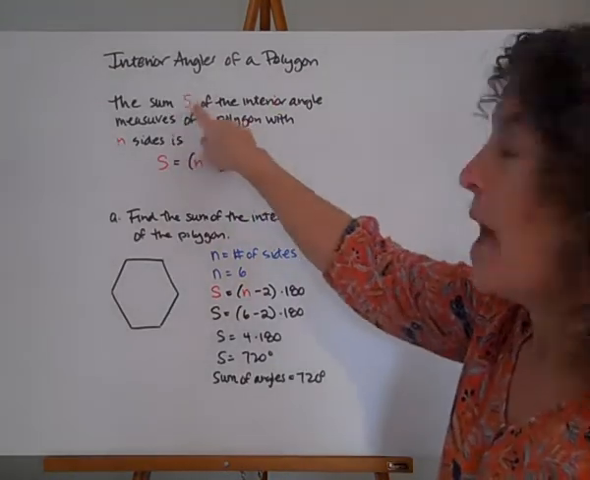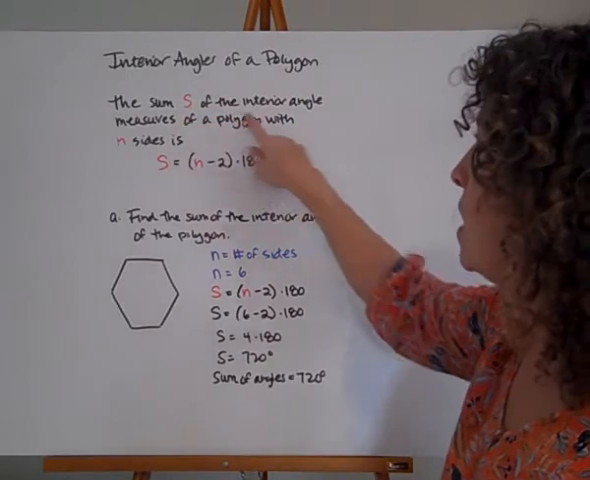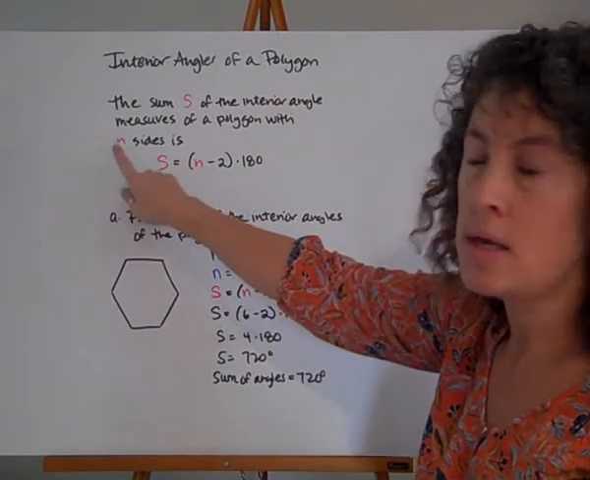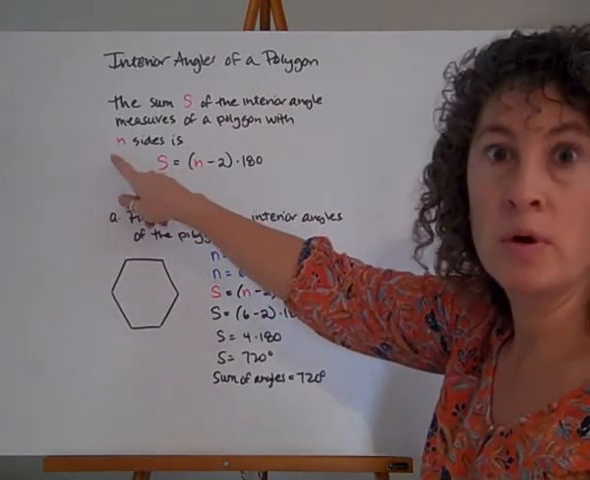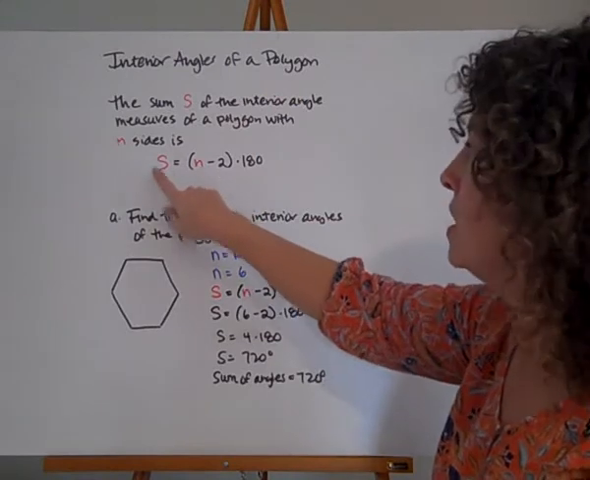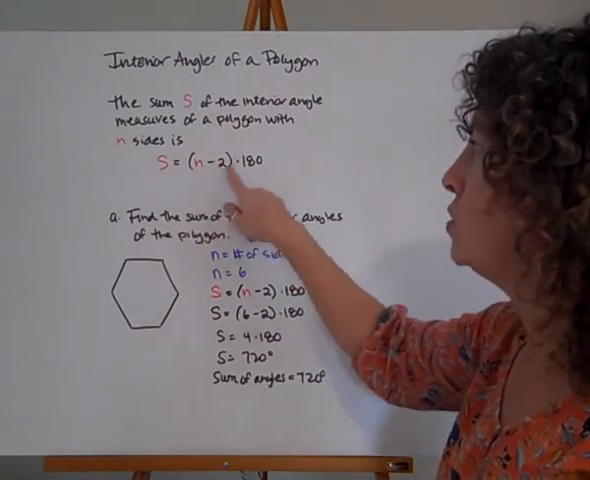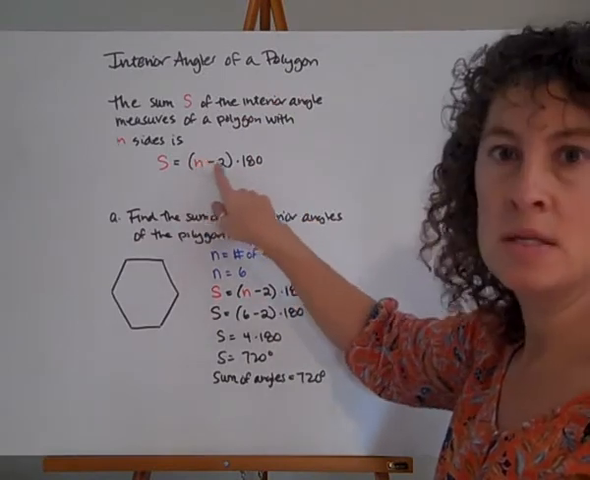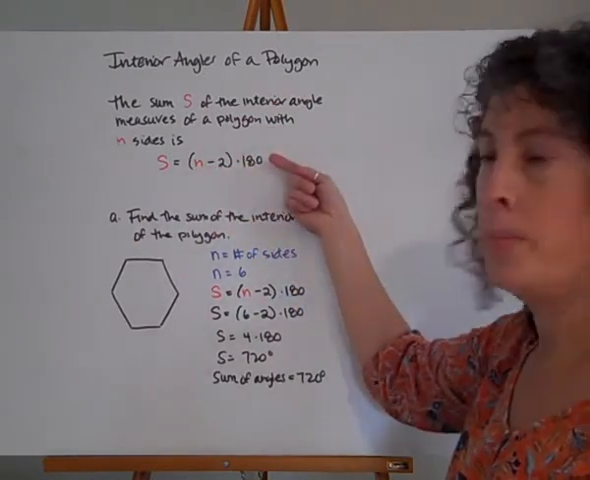The sum, S, we're going to use the letter S for our sum, of the interior angle measures of a polygon with n sides, so we're using n to represent the number of sides, is, and here's an equation we have: S equals (n minus 2) times 180. So I'm going to take the number of sides and subtract 2, and then multiply that by 180.